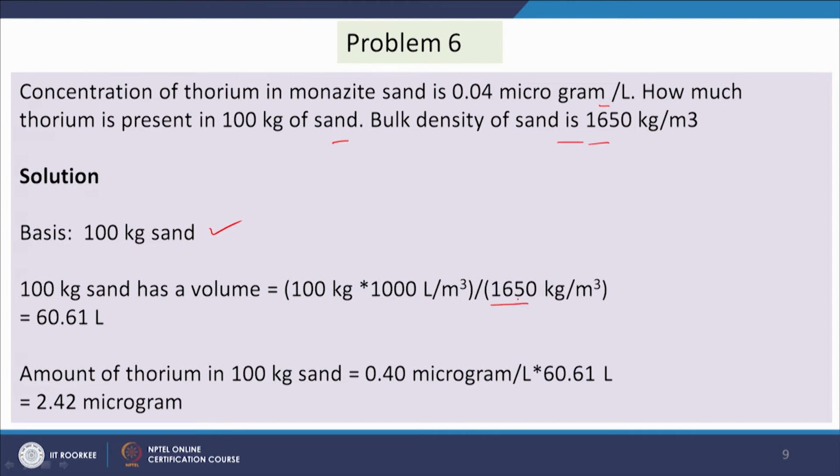So, if we want to convert it in terms of liter, basically volume, we have to convert this meter cube to liter. So, that is 1000 relationship, so that 1000 is coming at the numerator. So, 100 kg into 1000 L per meter cube by 1650 kg per meter cube, that is equal to 60.61 liter. Now, amount of thorium in 100 kg sand is equal to 0.04 per liter into this much of liter we are having volume. So, we will be multiplying it with 60.61 liter. So, that is equal to 2.42 microgram.